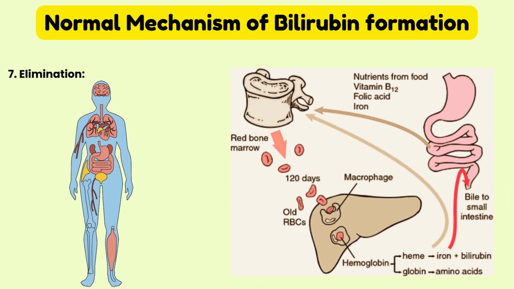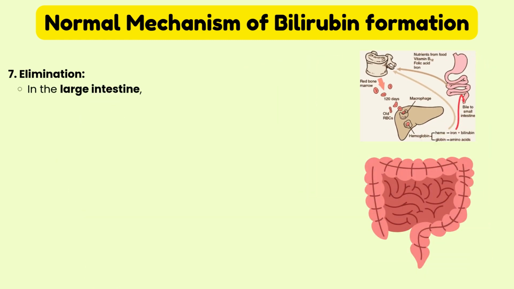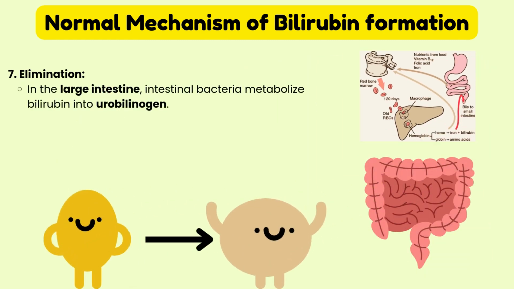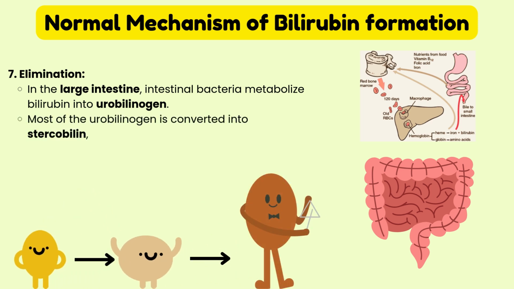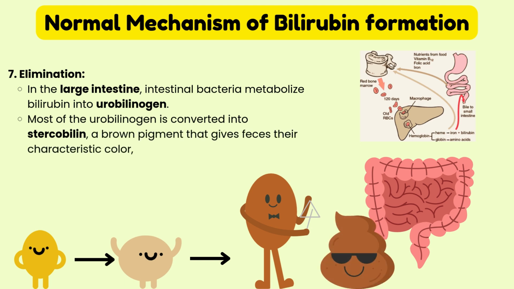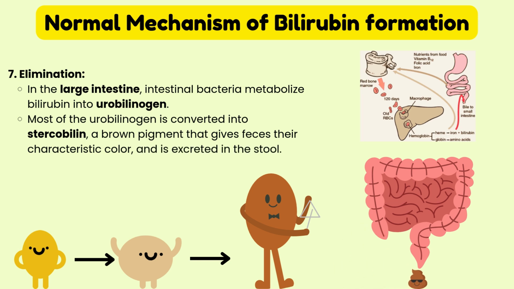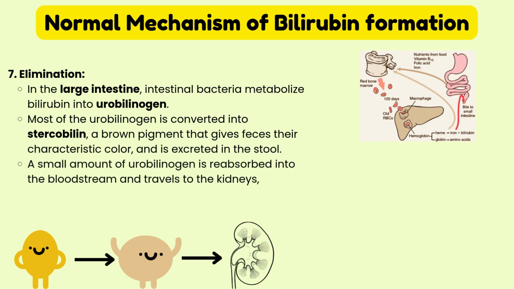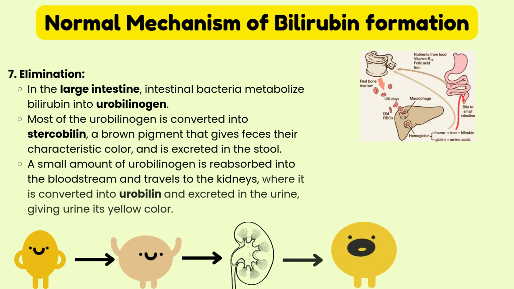Step 7. Elimination of bilirubin from the body. In the large intestine, intestinal bacteria metabolize bilirubin into urobilinogen. Most of the urobilinogen is converted into stercobilin, a brown pigment that gives feces their characteristic color, and is excreted in the stool. A small amount of urobilinogen is reabsorbed into the bloodstream and travels to the kidneys, where it is converted into urobilin and excreted in the urine, giving urine its yellow color.